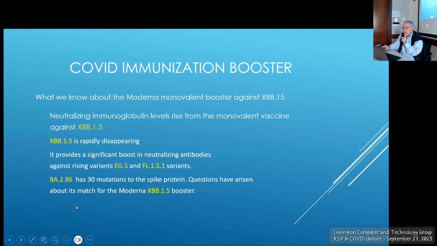Now here was a sort of a question here. I just left it here. I'll come back to this. BA286, an Omicron variant, has 30 mutations to the spike protein. So the question was about its match for the Moderna XBB15.